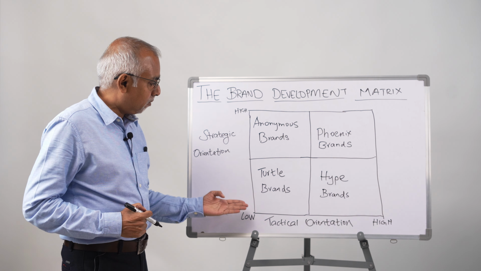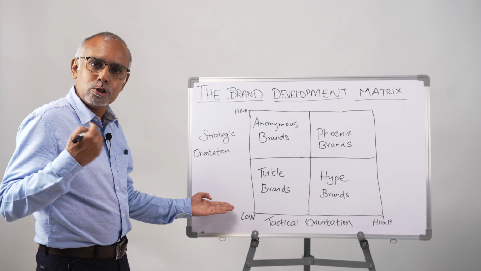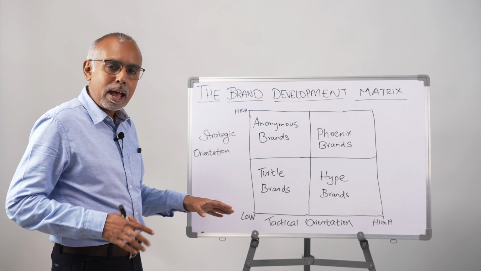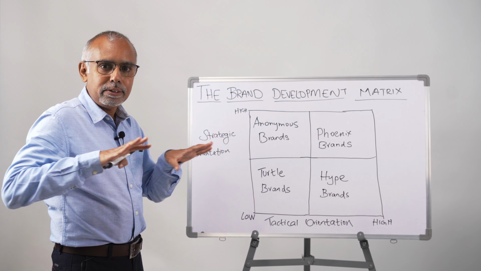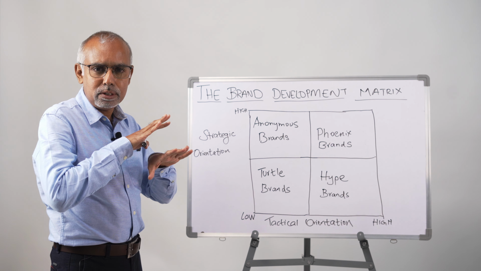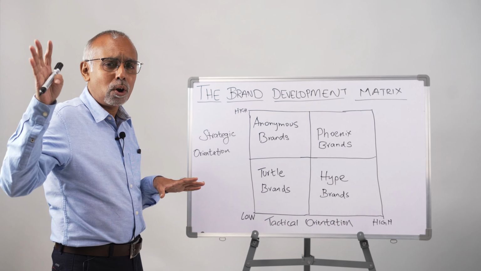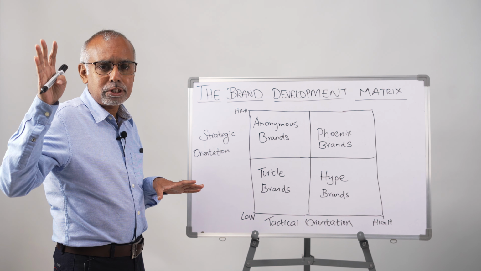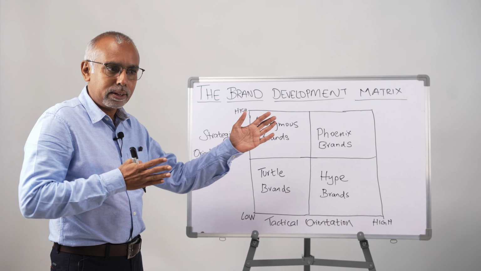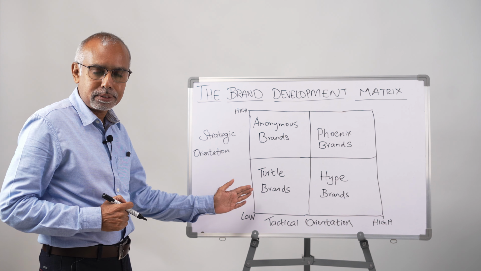And the final segment of brand is where your strategic orientation is also low and your tactical orientation is also low. I mean, you do not have any integration at all. You're not very clear about your competency, your positioning, your identity. At the same time, you're also not executing efficiently, and there is no effectiveness, ever wandering, I mean, moving in different directions. I call these turtle brands.